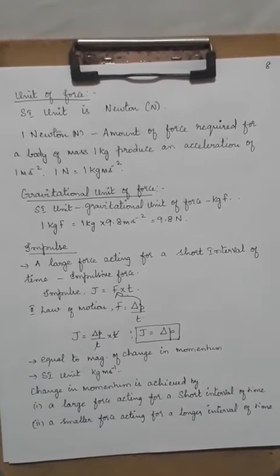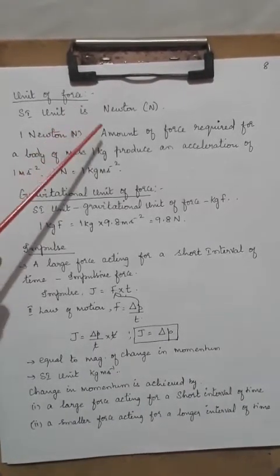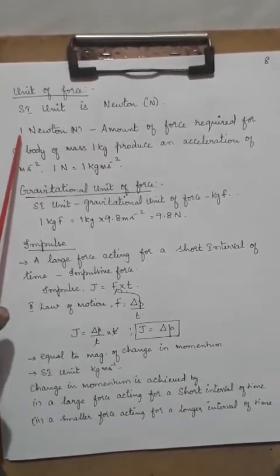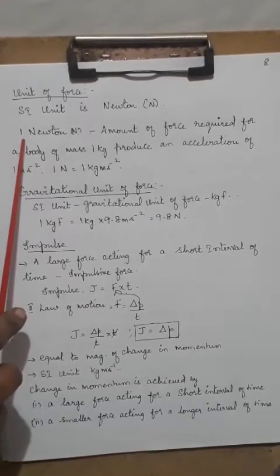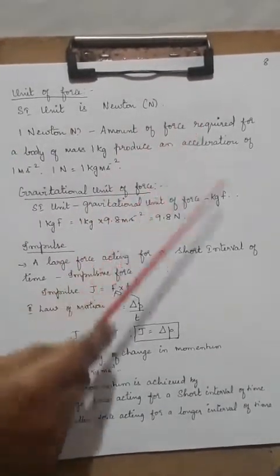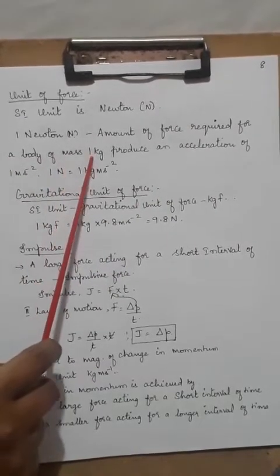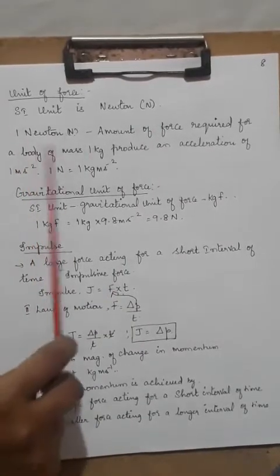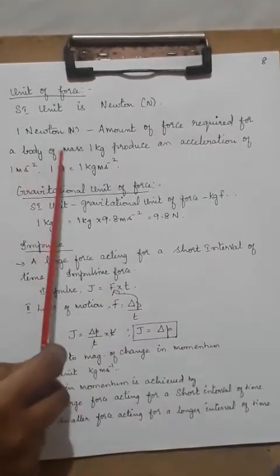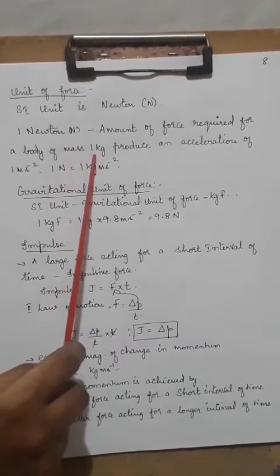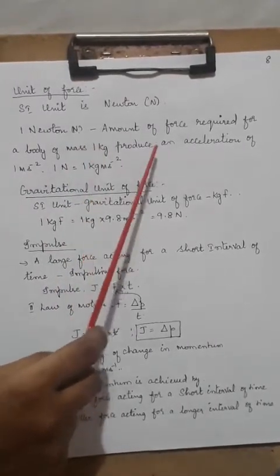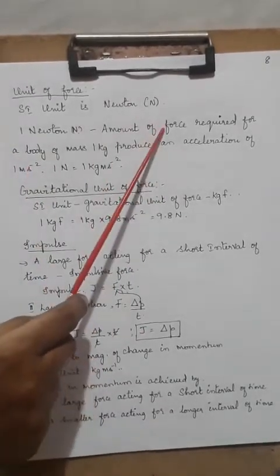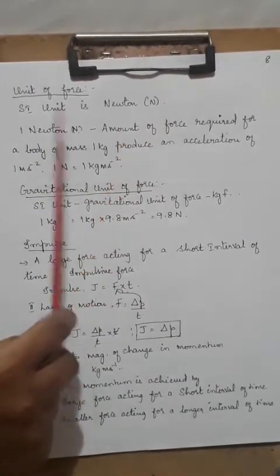So what's the unit of force? We know that it's going to be Newton. Okay. Now I am going to define what 1 Newton is. 1 Newton is nothing but the amount of force required for a body of mass 1 kg to produce an acceleration of 1 meter per second squared. What do you understand from here? If you take a mass of 1 kg and you want to produce an acceleration of 1 meter per second squared, then the amount of force that you apply is what is called 1 Newton.